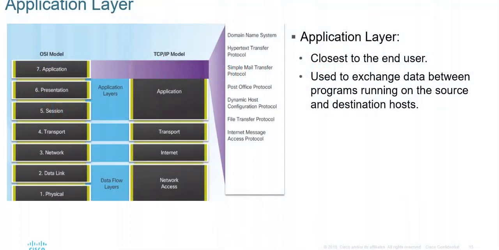So we have the application layer protocols: the Domain Name System, the Hypertext Transfer Protocol, Simple Mail Transfer Protocol, Post Office Protocol, Dynamic Host Configuration Protocol, File Transfer Protocol, and Internet Message Access Protocol. All of these are application layer protocols.